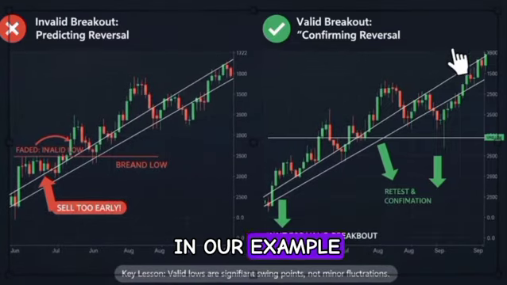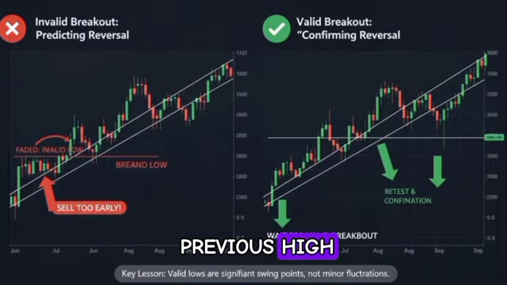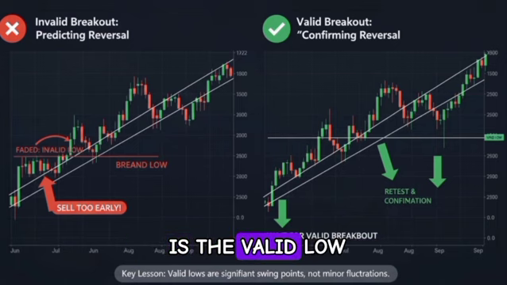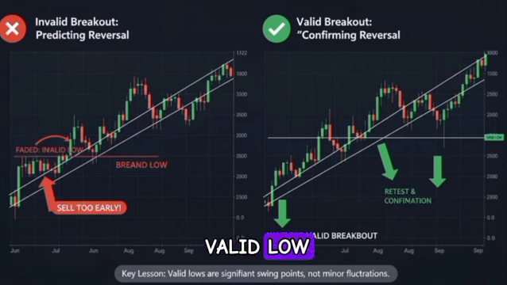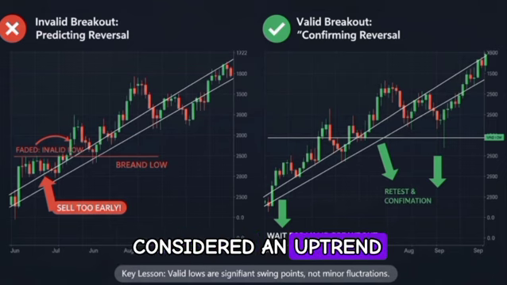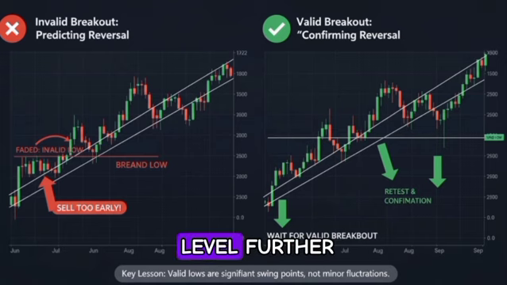In our example, price never broke the previous high, which means that this is the valid low. So as long as price remains above this valid low, it will still be considered an uptrend. Let's take it one level further.